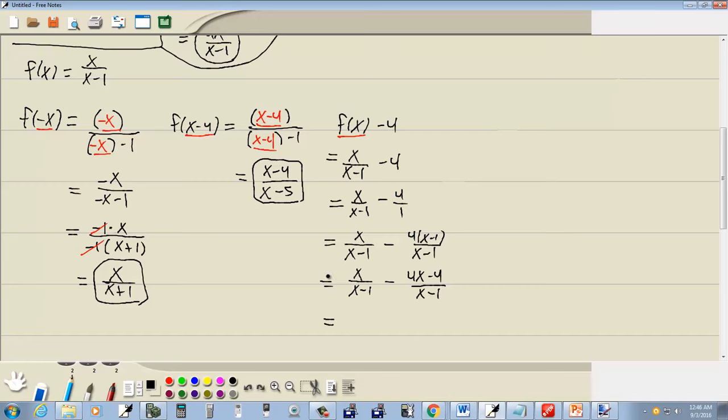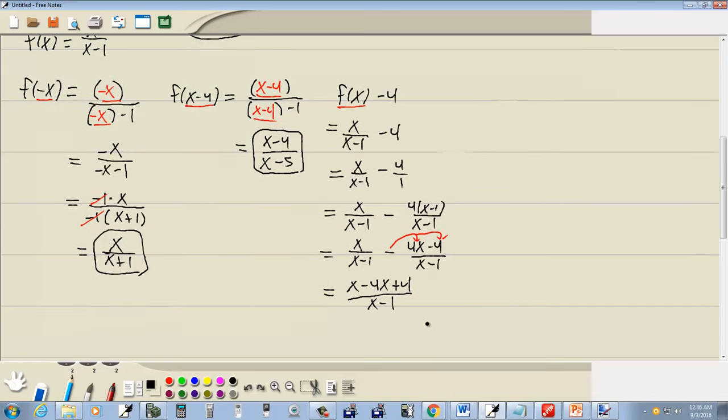And now that they have the same denominator, I can merge together the top parts. Keep it in mind, whenever you have a minus in front of your fraction, and you got multiple terms up on top, this is going to change the sign of all the terms up on top. So this becomes x minus 4x plus 4 over x minus 1. Well, combine like terms, x minus 4x is negative 3x plus 4 over x minus 1.